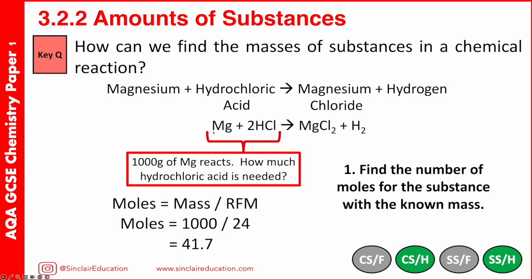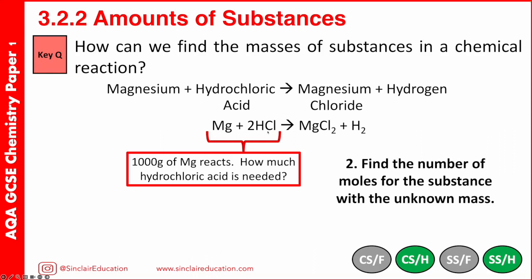Because we've got a balanced chemical equation, this does mean that we can start to figure out how much hydrochloric acid we've got. Because actually we know it's a 1:2 ratio. So if I've got 41.7 moles of magnesium, there will need to be twice that of hydrochloric acid. So we'll double that number to give us 83.4 moles of hydrochloric acid would be needed.